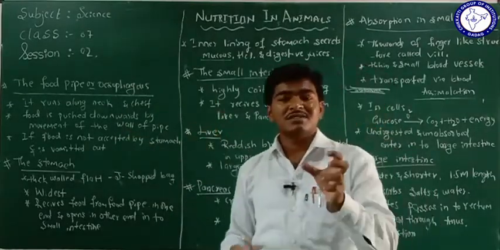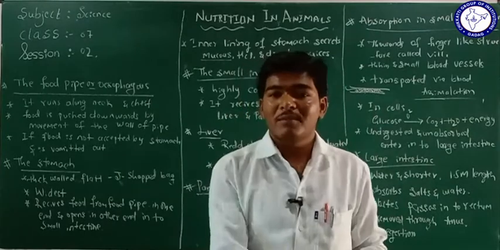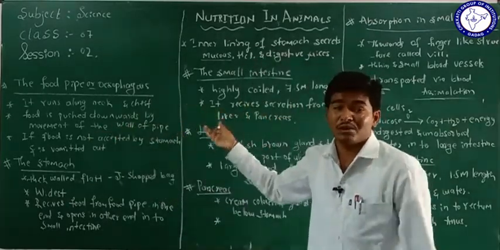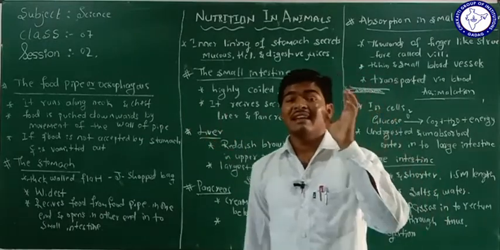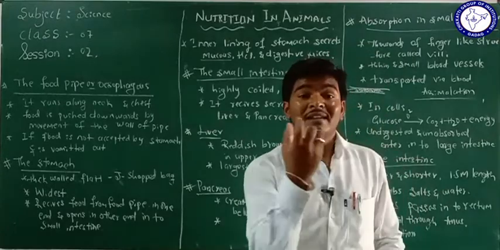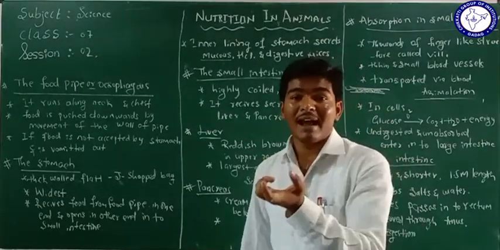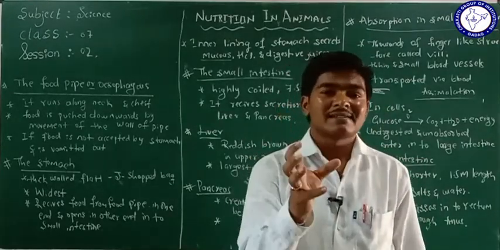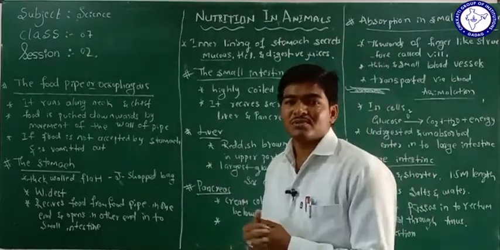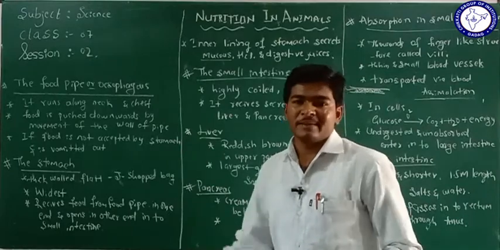But the digestion in animals is somewhat different, because we eat food products, plant products, but animals eat green plants or grass. Do you understand? So the digestion process is somewhat different, and we can study it.